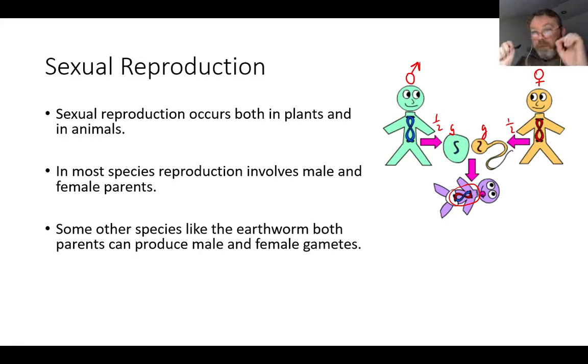Okay? But the only thing is, they can't self-fertilize. Two worms are still needed in order to exchange genetic material. All right? And just to put an end to this myth, it's not the case that if you chop a worm in half, you have two worms. All right? I think some of you might have thought that when you were small.